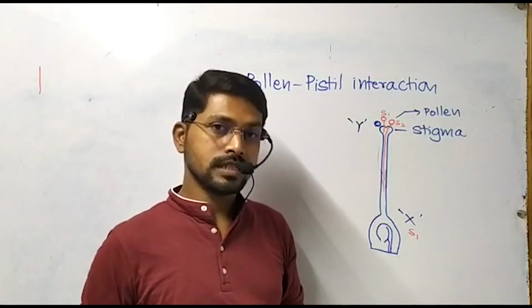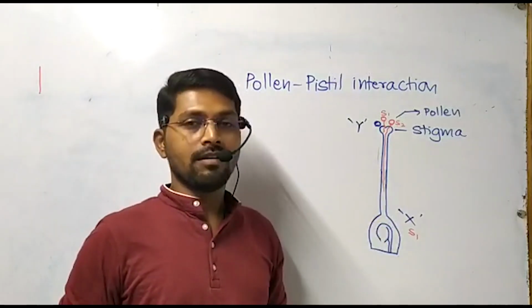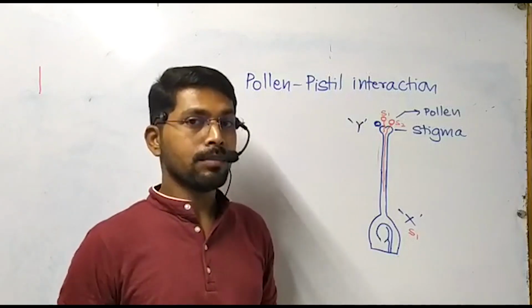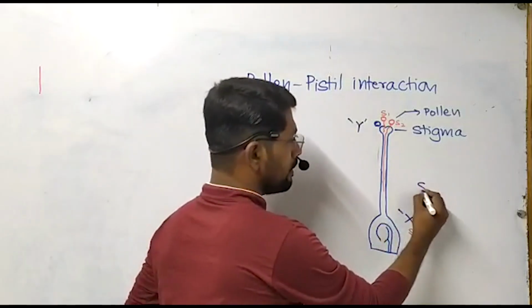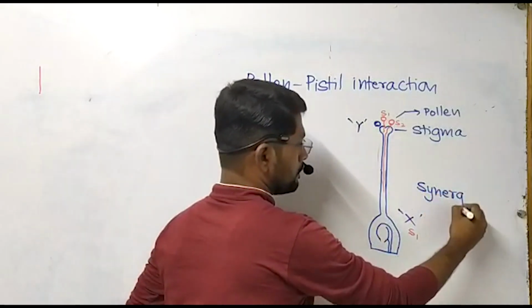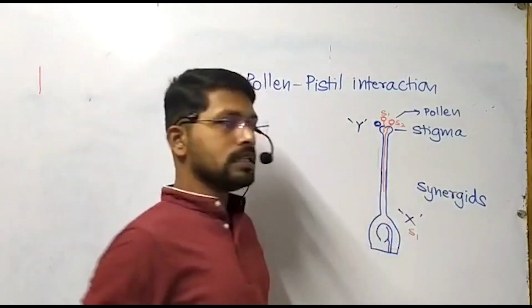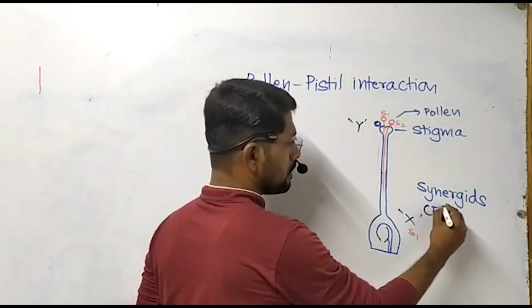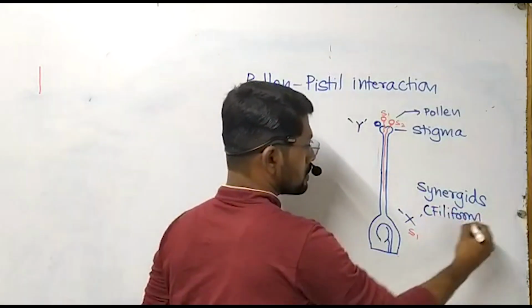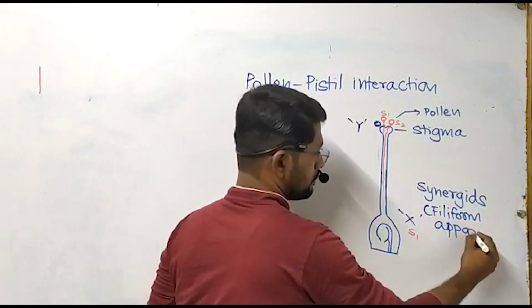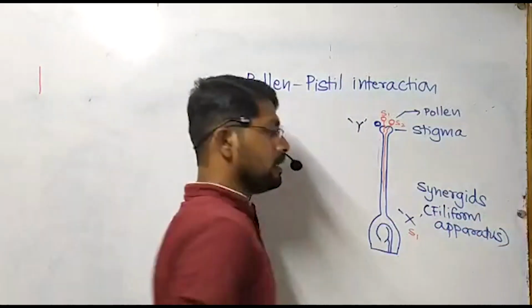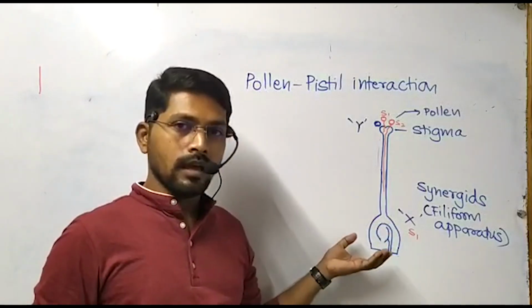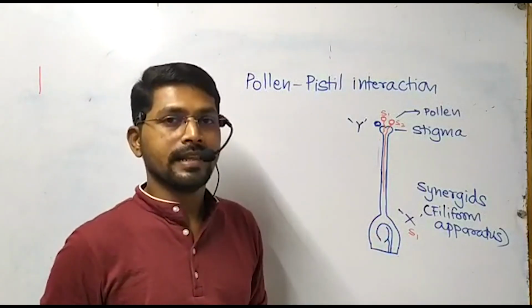Now, as we have discussed, the pollen tube is attracted towards the ovule by means of a structure present in the embryo sac, and that structure is called synergids. These synergids have a special type of structure, which we call the filiform apparatus. This structure attracts the pollen tube towards the ovule and it is able to enter inside the ovule.